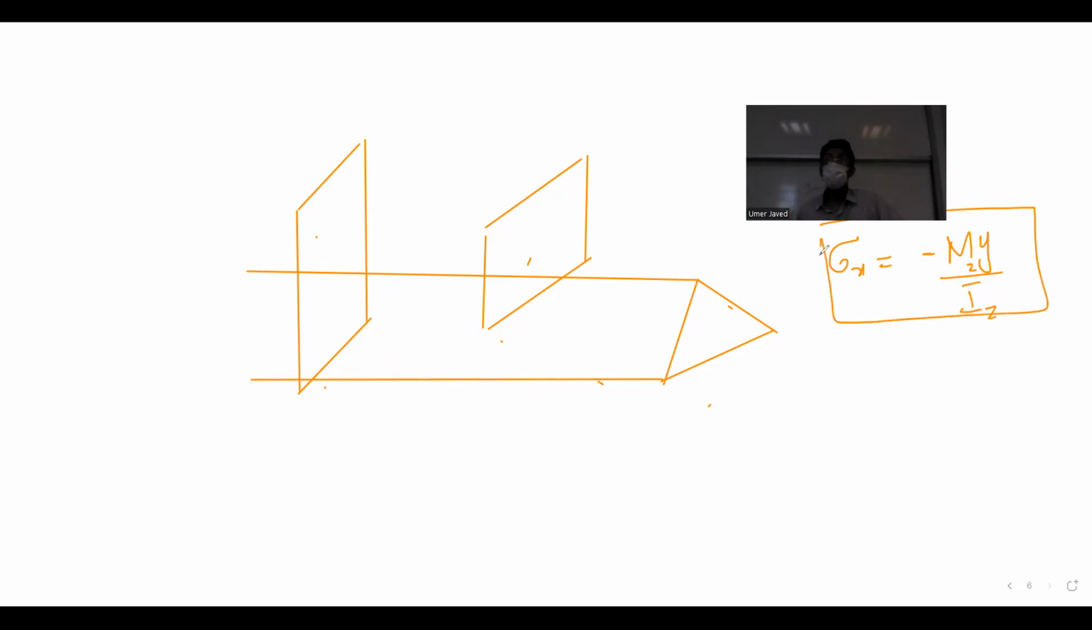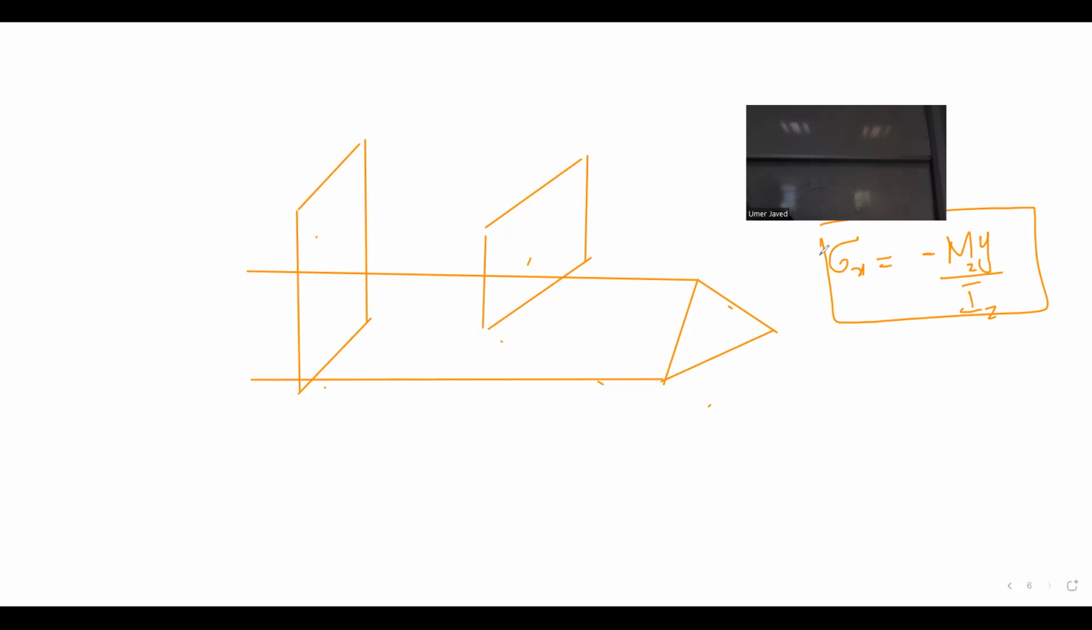That's the normal bending stress. Pure bending in beams. Normal stresses in bending.